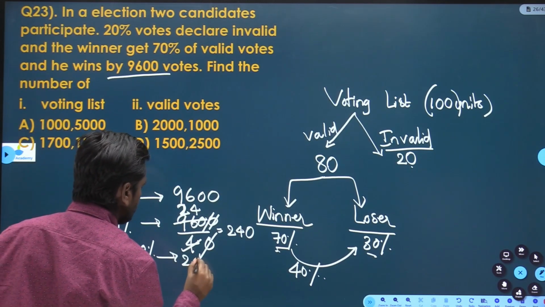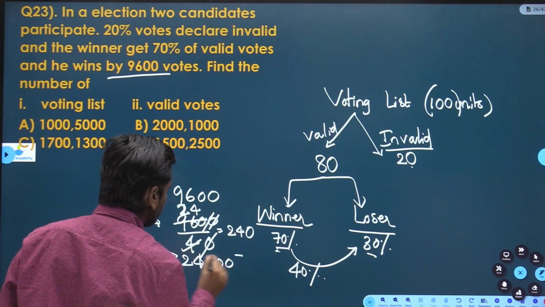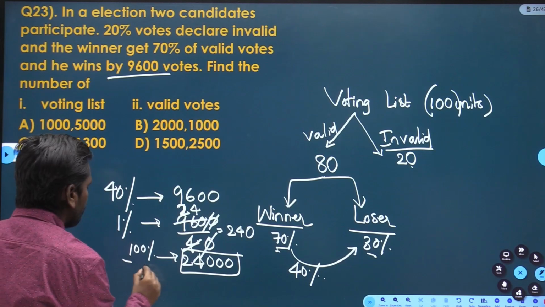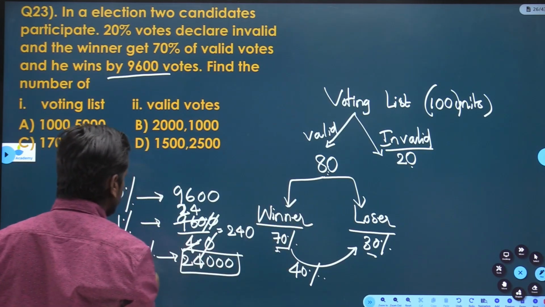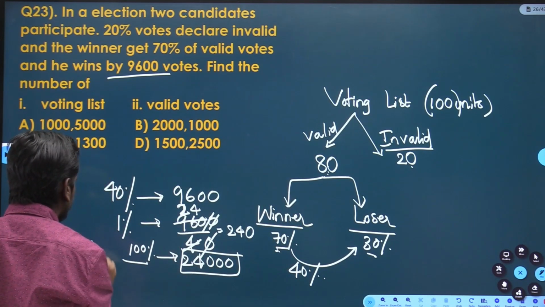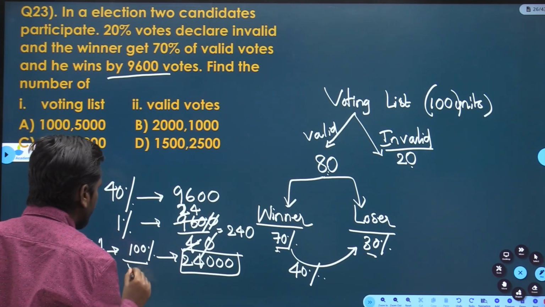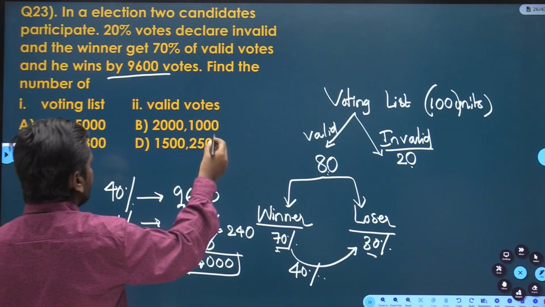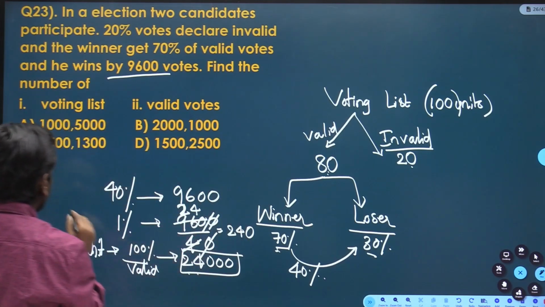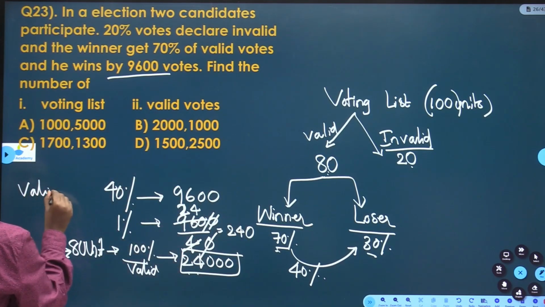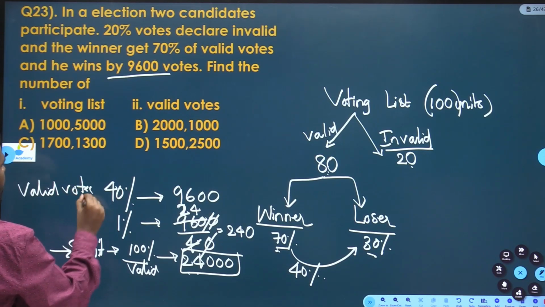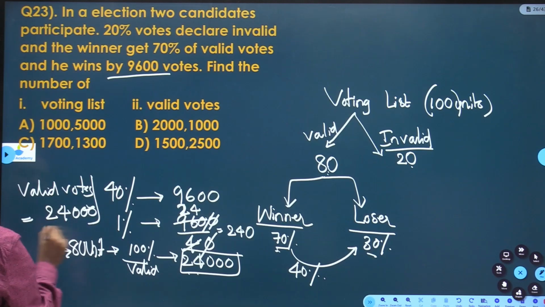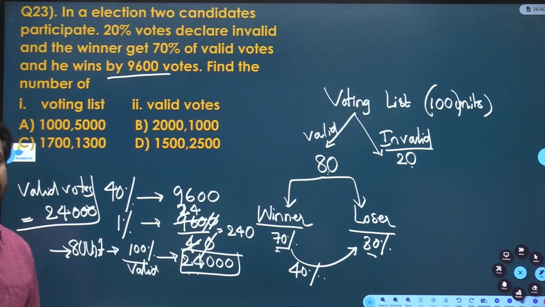So here 100% means 24,000. So 24,000 is nothing but 100% of valid votes. That is, 80 units is 100% of valid votes, which is 24,000. So I have said this in option B. So this is the answer. There is a typing error here. So the valid votes are 24,000.